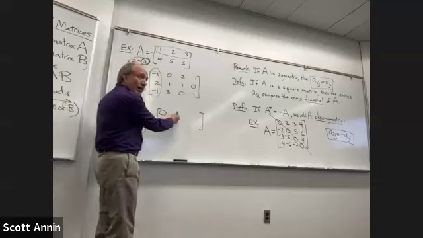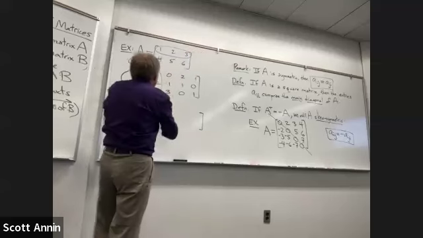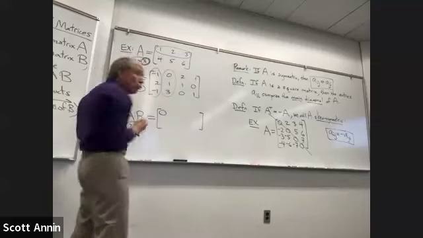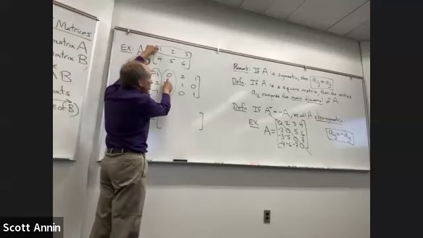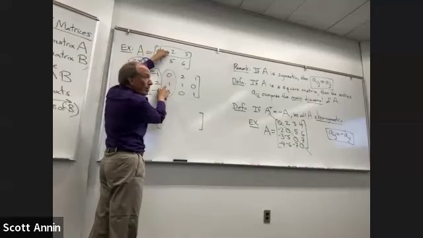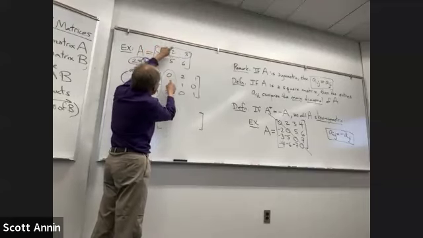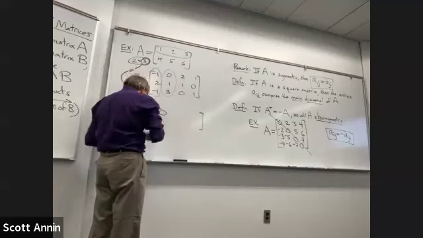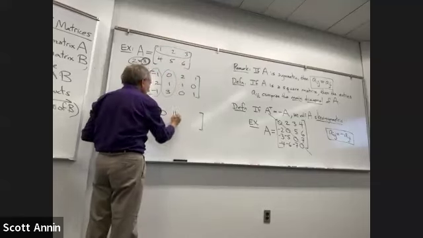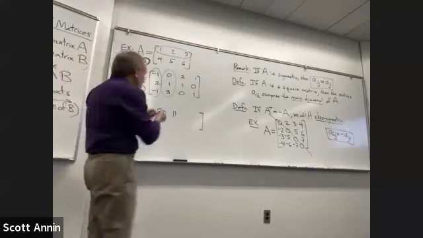If I want to move to the right, I want to do the 1-2 entry. Well, I still take row 1 of A, but now I'm going to dot it with column 2 of B. So I'm going to take 1 times 0 plus 2 times 1 plus 3 times 3. So that's 0 plus 2 plus 9, which adds up to 11. Exactly. Okay. Let's go to the next one.